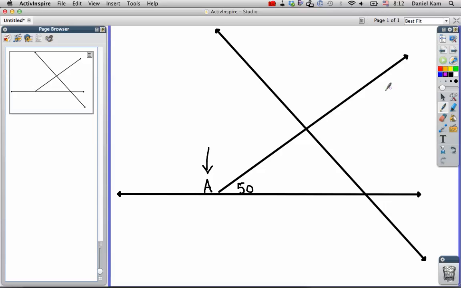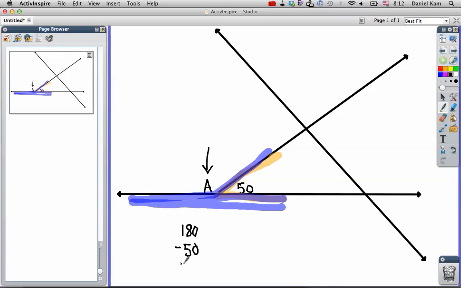Well, if we look at it again, just like the one we just did, ignore all these other lines over here, and just look at this angle right here and this angle right here. If you notice, the two angles together make this straight line right here, and we know that a straight line equals 180. So in order to find A, we have to do 180 minus 50. 8 minus 5 is 3, and then 1. So we know that A is going to equal 130. That is easy enough to figure out.